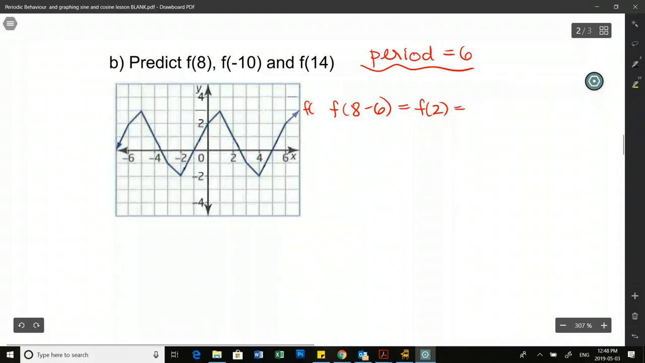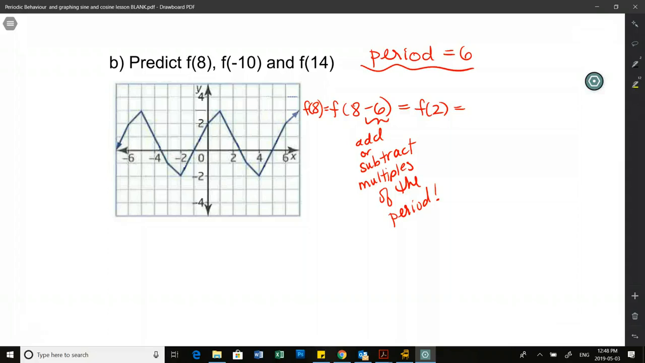So I'm actually going to put that at the beginning here. So f at 8, so we can add or subtract any multiple of the period that we need to. Okay, so can we see f at 2 here? What's the value of f at 2? Well, here's the point right here. So what's 1? Yep. So f at 8 is equal to 1.